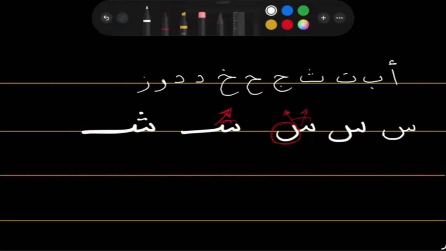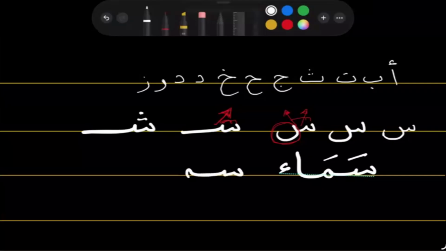So, for example, you would say, sama, sky, or heaven, sama. And you'd say, shams, sun. What happened here? Here's your seen connecting to the letter after it. Here's your sheen connecting to the letter after it.